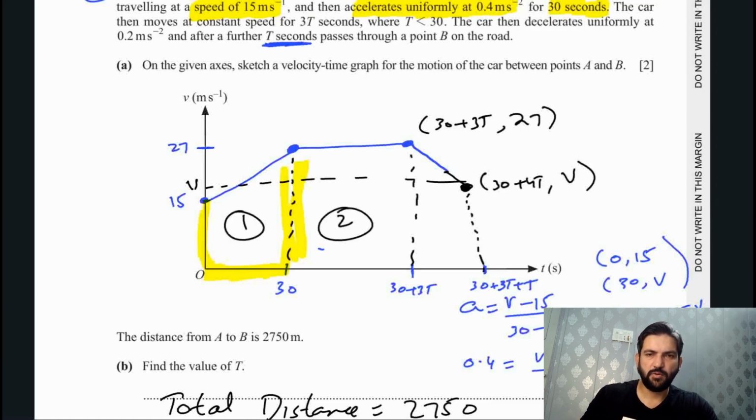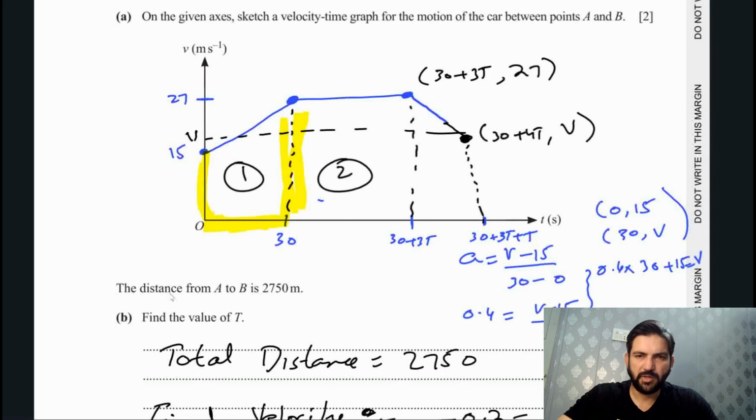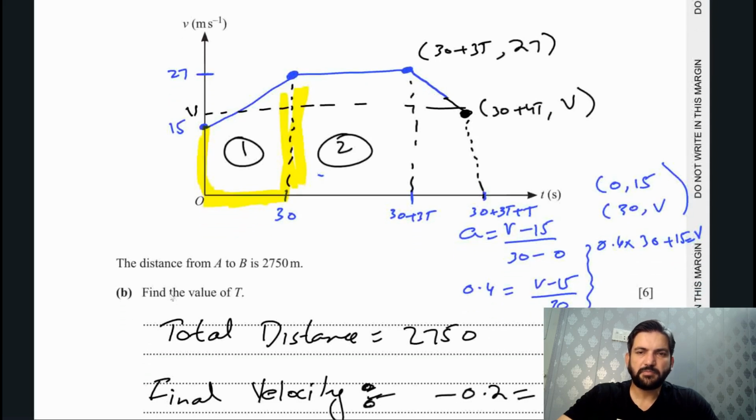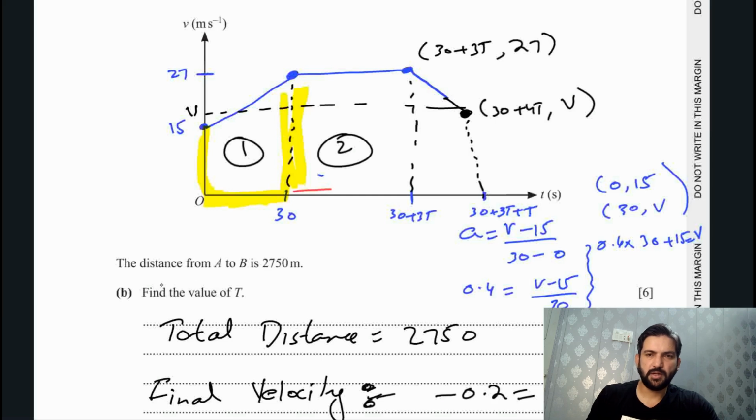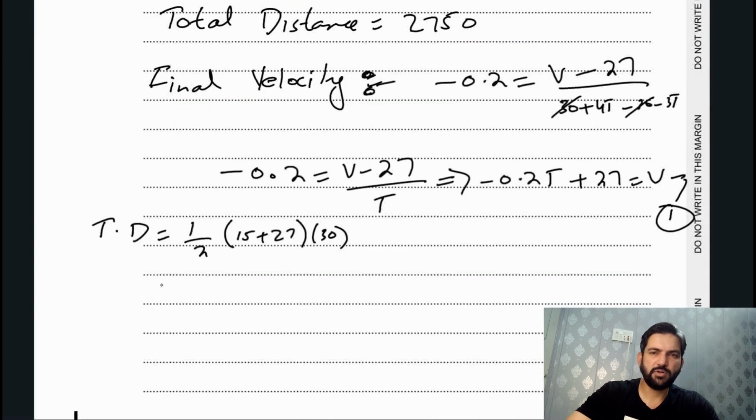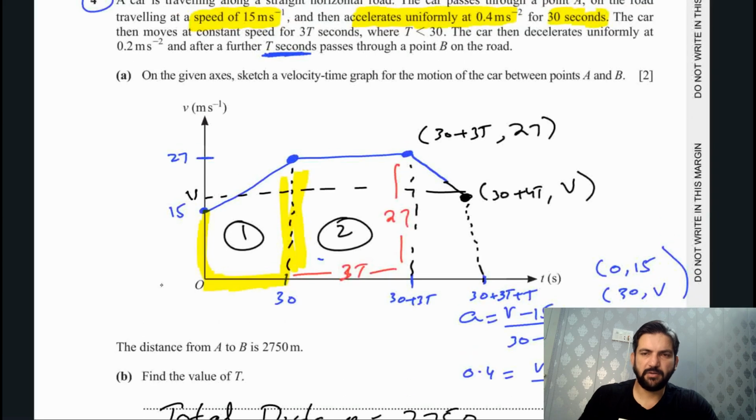For the second one we know that this is a rectangular shape, so this will be the distance between these two. The distance between these two will be this minus this, so this will be 3t, and this portion will be 27. 3t and 27, so the area for this will be 3t multiplied by 27, plus, for the last part, again we have a trapezium.